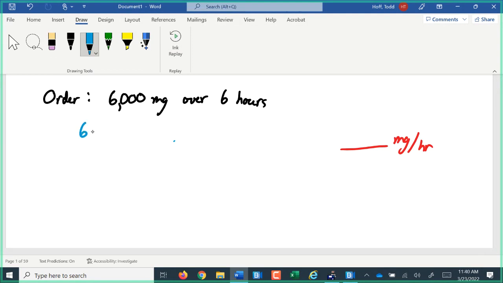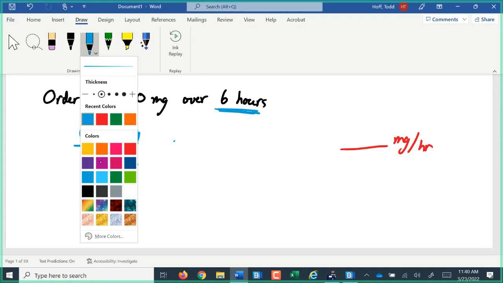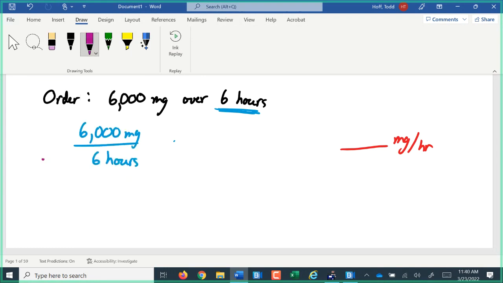We take our 6,000 milligrams over. Now, in the previous examples, it was single dosages, so we always put it over 1. But when it's a dosage over time, the denominator, or the second number in our ratio, is our time. So this is over 6 hours. Then it's a matter of taking this rate here, 6,000 milligrams to 6 hours, and converting it into a unit rate.